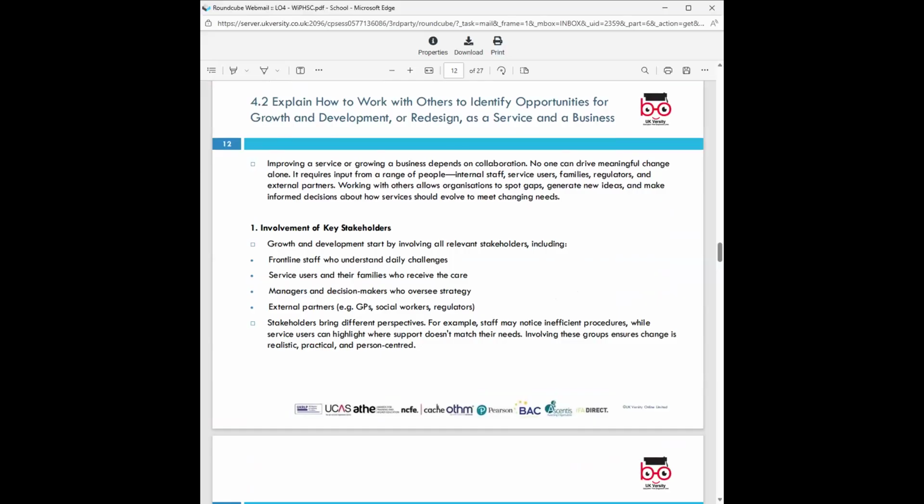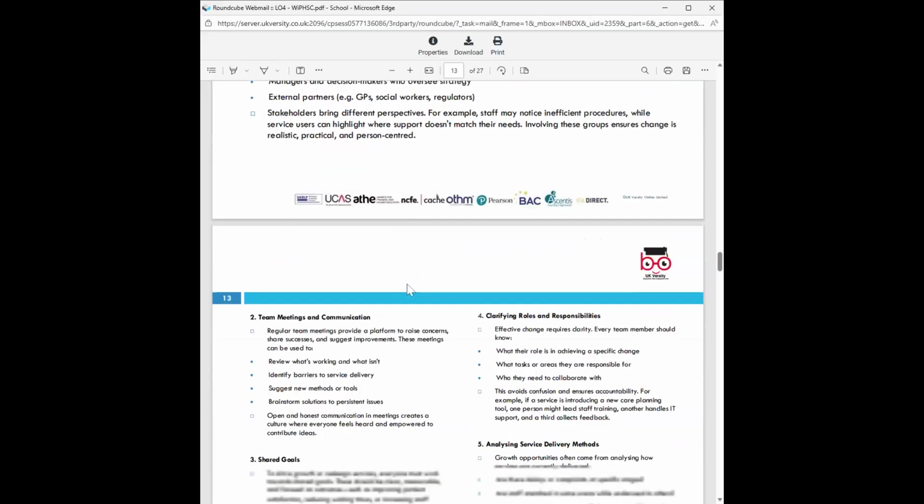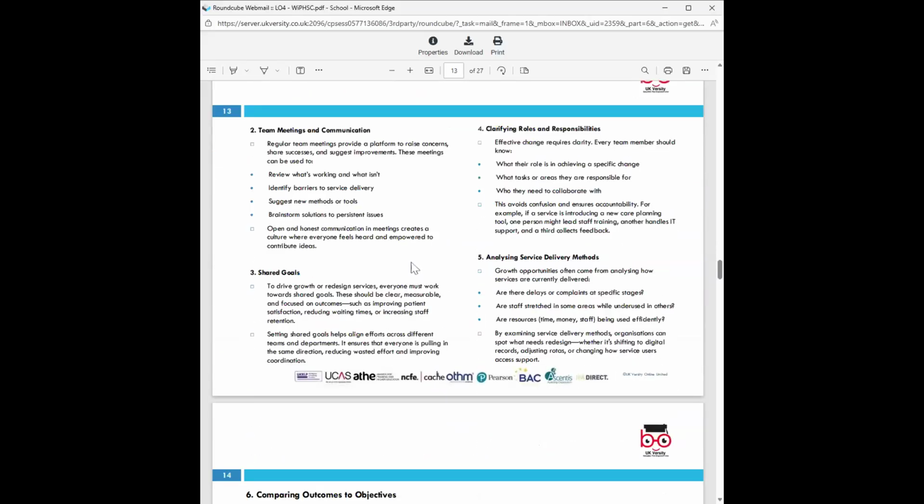So involvement of key stakeholders includes frontline staff, service users and their family, managers, decision makers, GPs, doctors, nurses, social workers. Team meetings and communication are really important to raise any sort of concerns, review any sort of matters, identify any barriers or suggest any new methods as well, brainstorming.